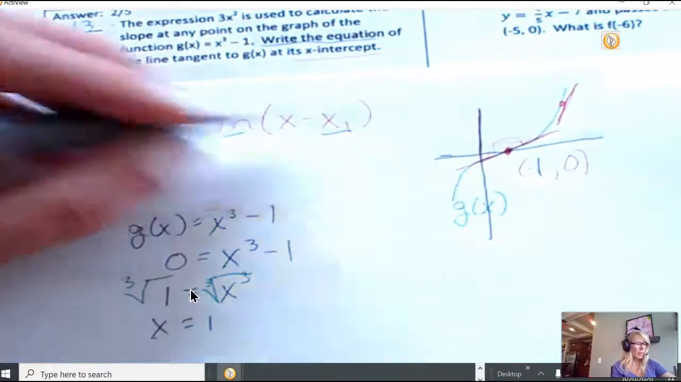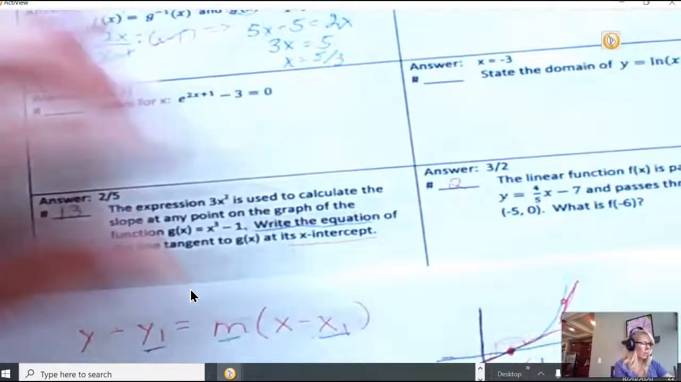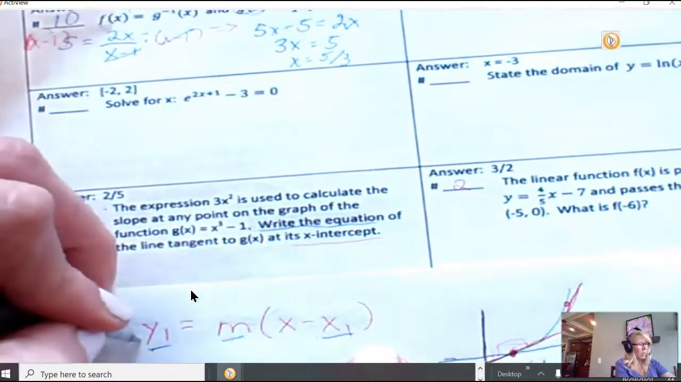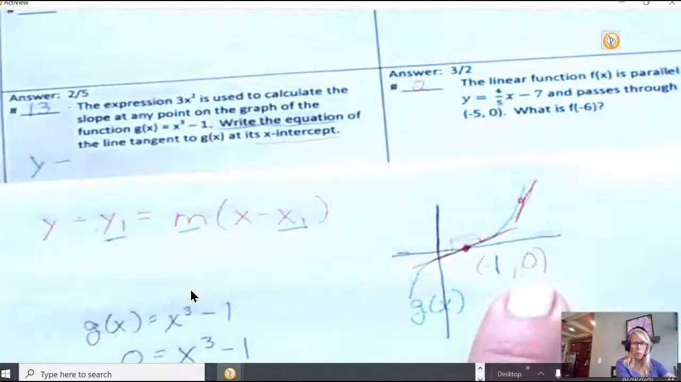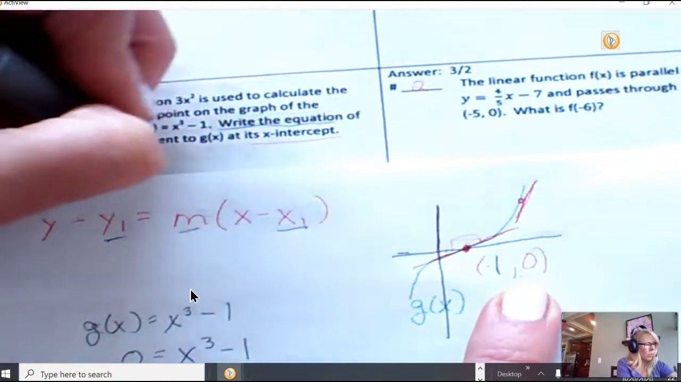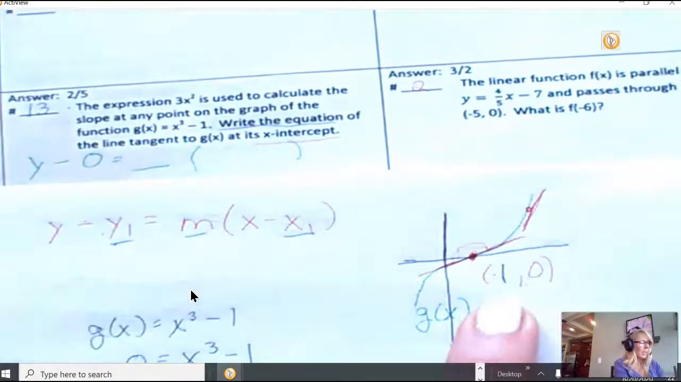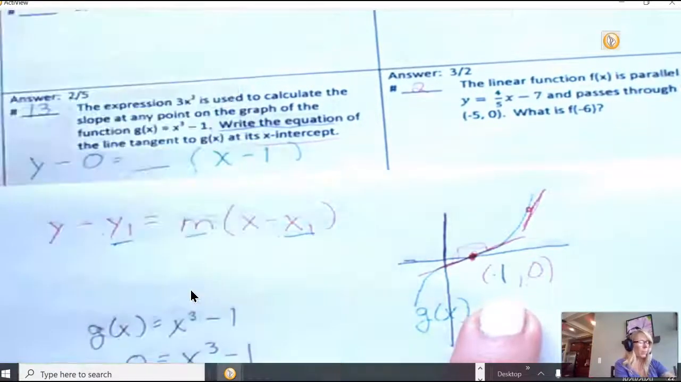So we can plug that in right here, right? I'm going to do that up here. It means I've got y minus, instead of y sub 1, I'll put the y value, 0. I don't know the slope yet, so I'm going to leave that alone. And then it's x minus x sub 1, so x minus 1.